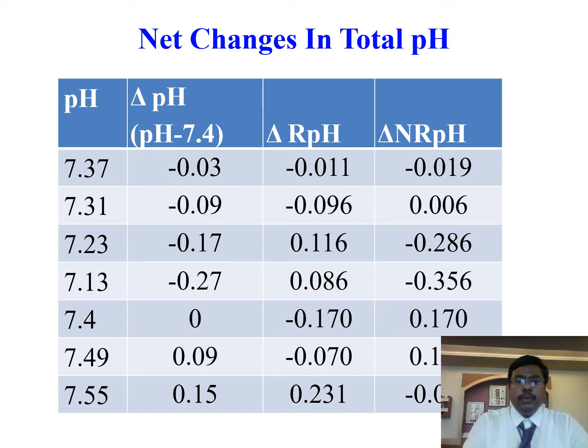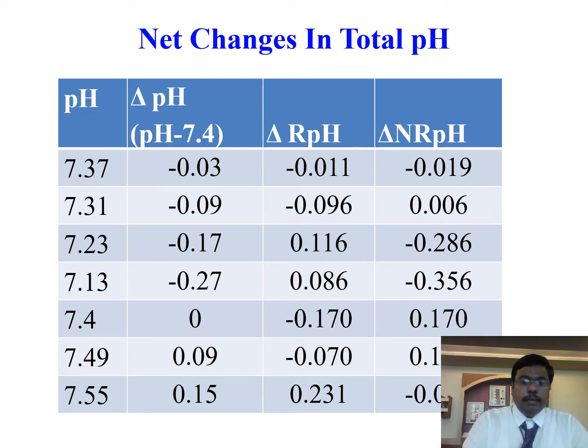Some examples are shown. pH 7.37. So delta pH is pH minus 7.4. So 7.37 minus 7.4 gives minus 0.03. And using the derived formulas, we can calculate delta RPH and delta NRPH. So if you look at that, delta pH is due to both the delta RPH and delta NRPH.